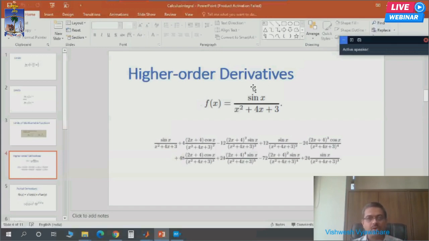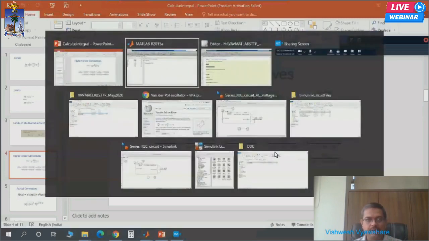You have to calculate the 4th order derivative. You have to apply the quotient rule: derivative of numerator into derivative of denominator minus denominator into derivative of numerator, divided by denominator square. That will give me the first derivative. This you have to do 4 times and that will give you a 4th order derivative. This is what the answer is, the one which is shown below here.